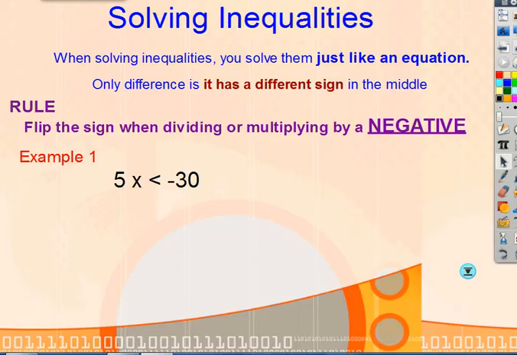Example number 1. 5x is less than -30. You solve this just like an equation. And you get a solution that states x is less than -6, meaning x can be any number that's smaller than -6, such as -7, -100, and -22.